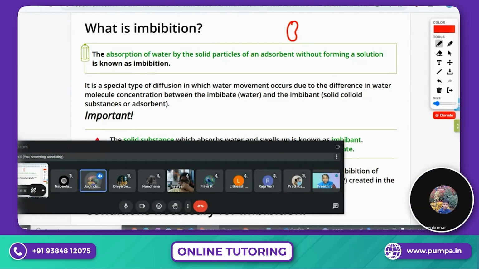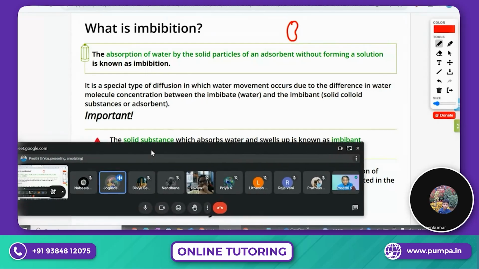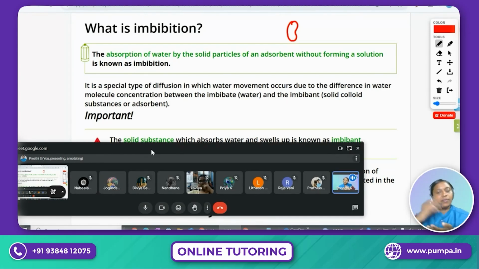Ma'am, can we write "the ingestion of water inside solid particles"? Okay, the ingestion of water inside solid particles. Yes, absorption of water by a solid particle. We can use the term absorption. What is absorption, everyone?